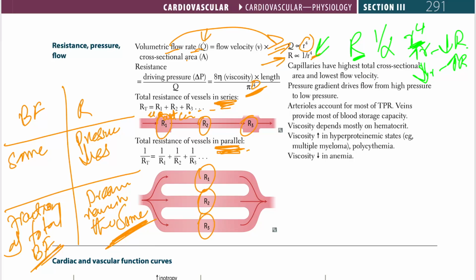And what does increasing radius mean? Basically, more dilation of the vessel versus more constriction of the vessel. You've just got to know this: resistance is inversely proportional to radius. Now the next thing is that the pressure gradient drives flow from high pressure to low pressure. High yield.